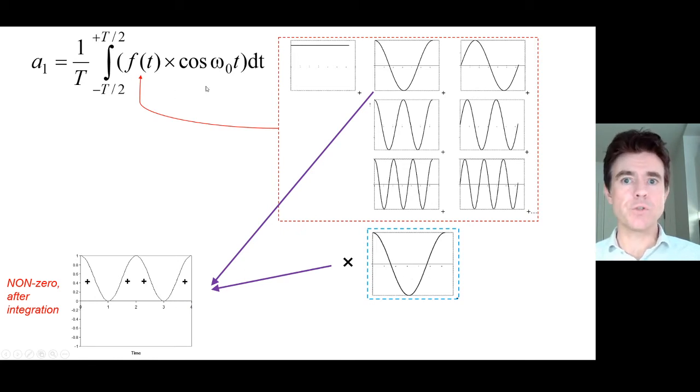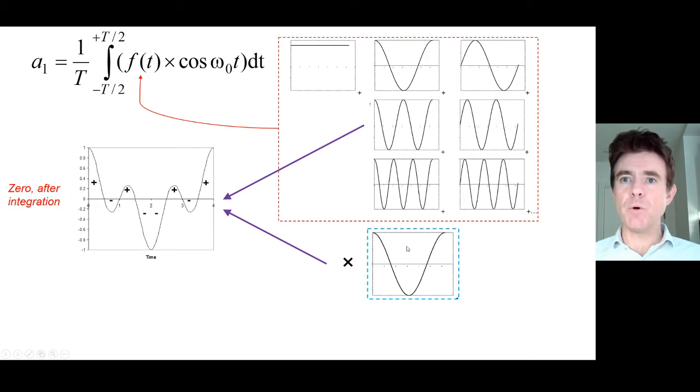I'll get cos times cos, which is cosine squared, which is this function here. And notice it's a strictly positive function. All the positives align in time, and all the negatives align in time. Negative times a negative is a positive, and so we get a positive result here where the function had previously been negative. Okay, so that will give a finite result, which is what we want. We want some outcome here that will indicate how much of that cosine is present in f of t.